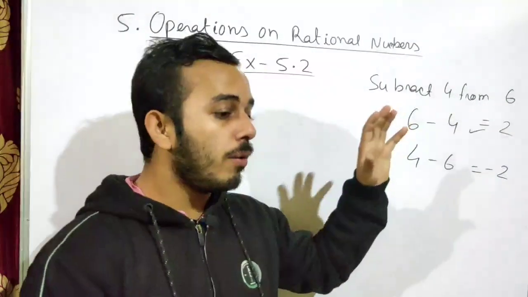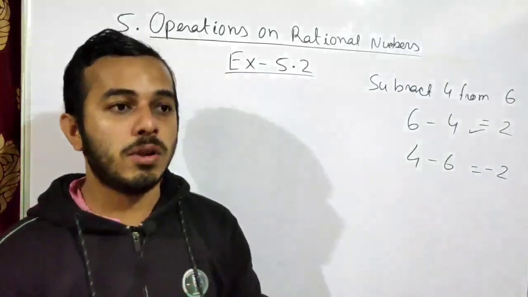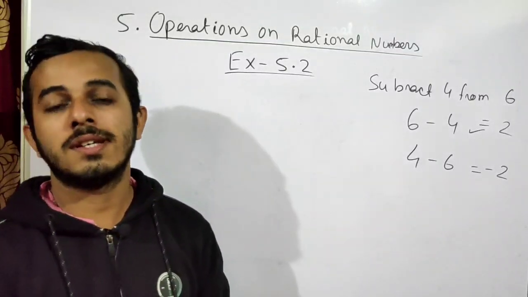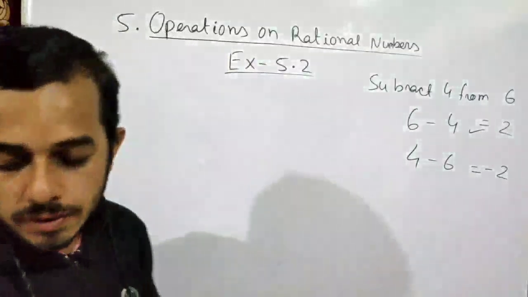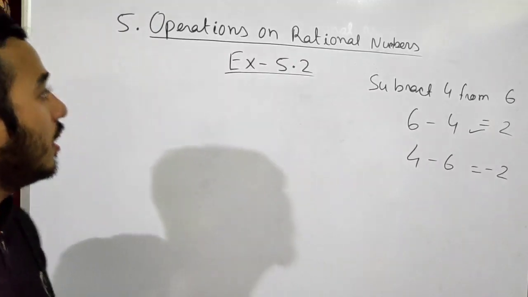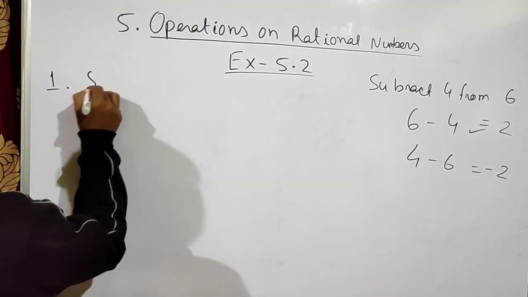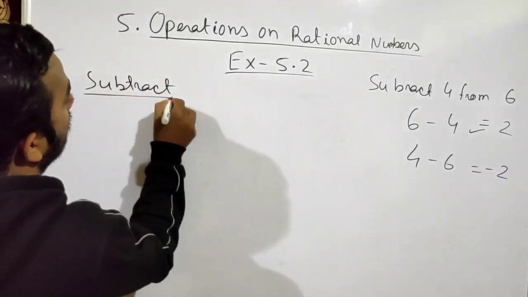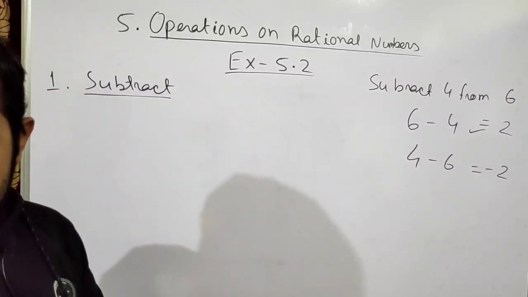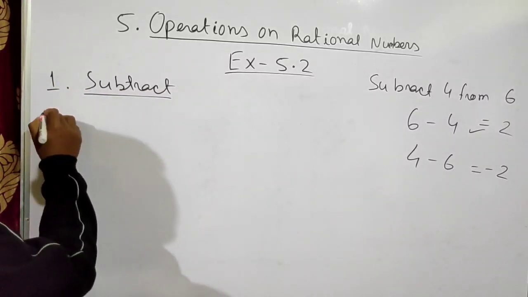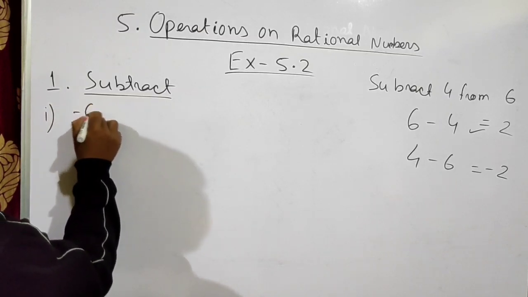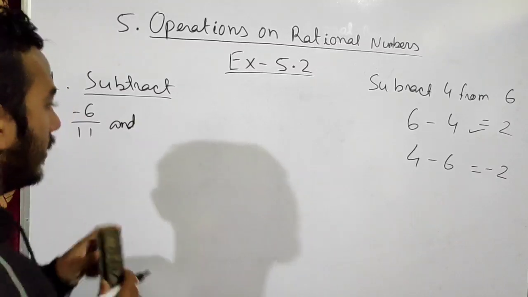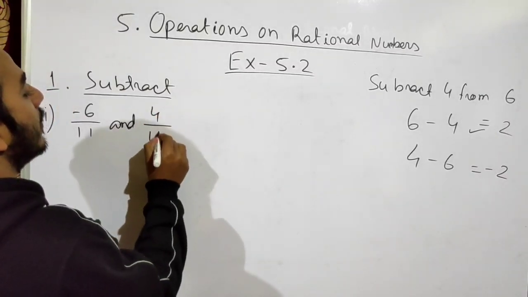So from means what? From that we have to subtract a particular number. Why have I told you this? Because we will be finding such questions in this exercise. So the first question of today's class is subtract. Number 1. What are the two rational numbers? First is minus 6 by 11, and second is 4 by 11. Clear?